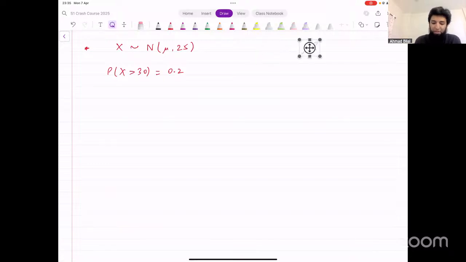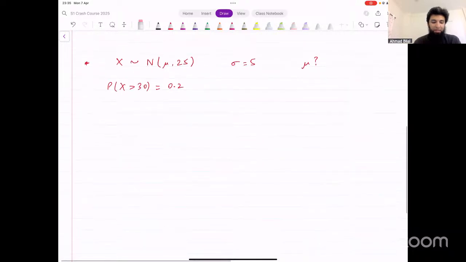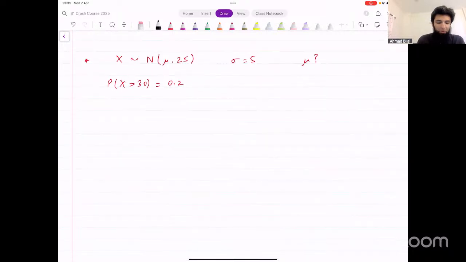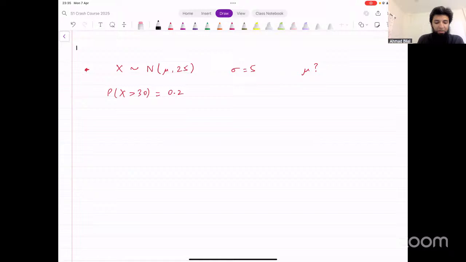So what's the standard deviation going to be? Standard deviation is going to be 5, right? If variance is 25, standard deviation is 5. Now we've got this. The probability of X greater than 30 is equal to 0.2. And what we need to do is figure out mu from this, the mean of this data. Now, to be able to use the normal distribution table, we need this format: Z less than a positive number.